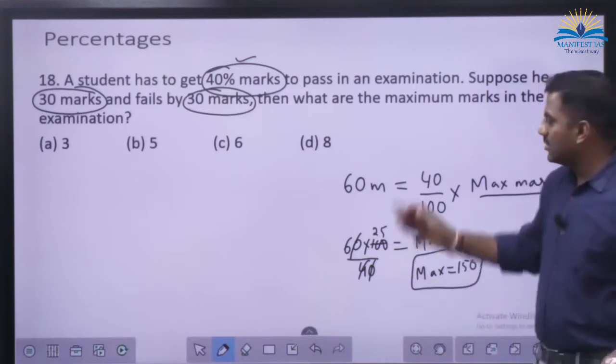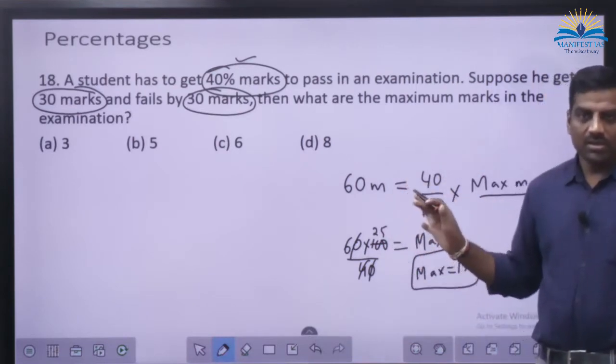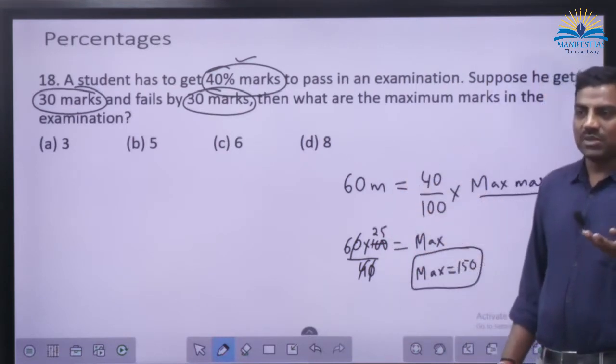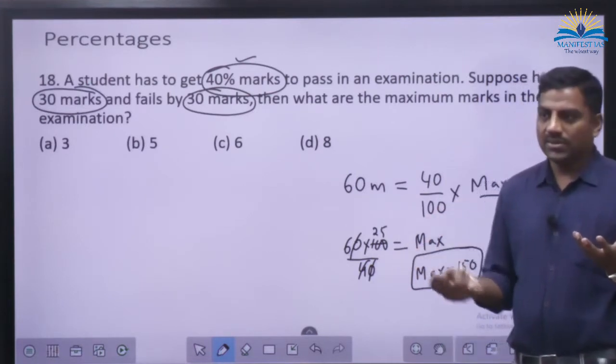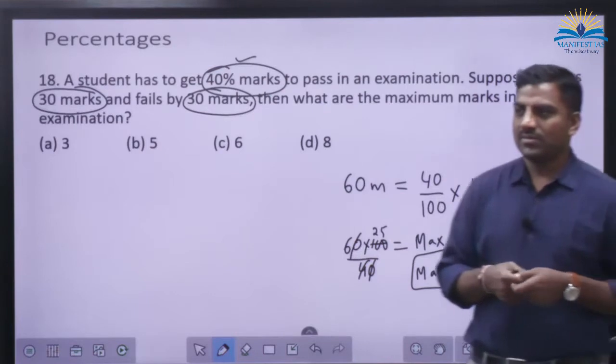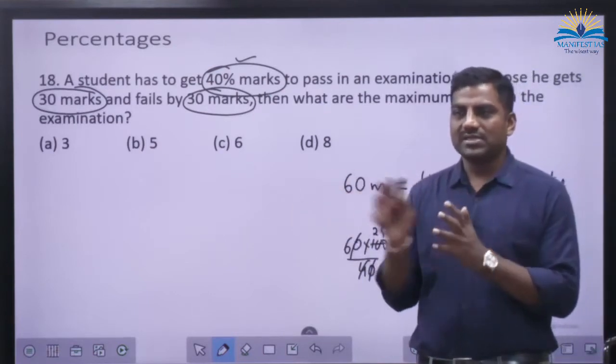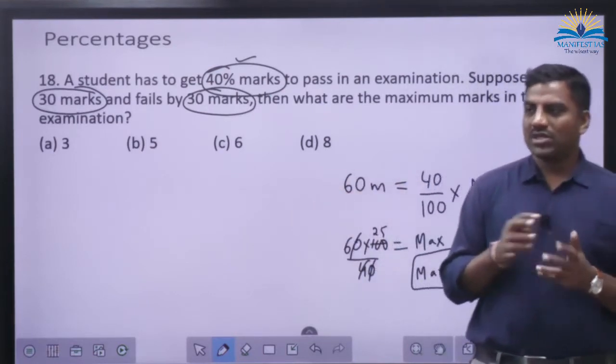Actually, we should not waste this much ink. 40% of something is 60. So what is that something?